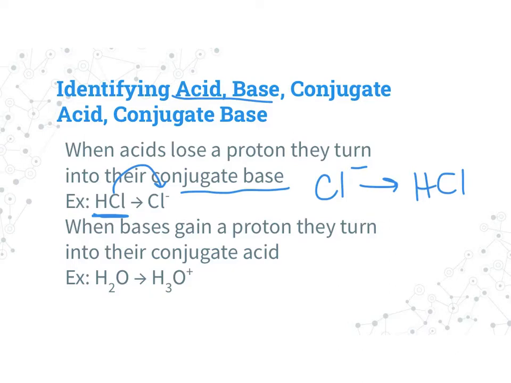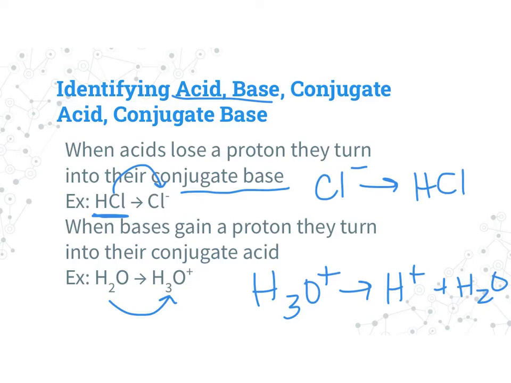And same thing with bases. When bases gain a hydrogen, they turn into a conjugate acid, because now this H3O plus is something that could lose a hydrogen and go back to make H2O. So when an acid loses its hydrogen, it becomes a conjugate base, and when a base gains a hydrogen, it becomes a conjugate acid.